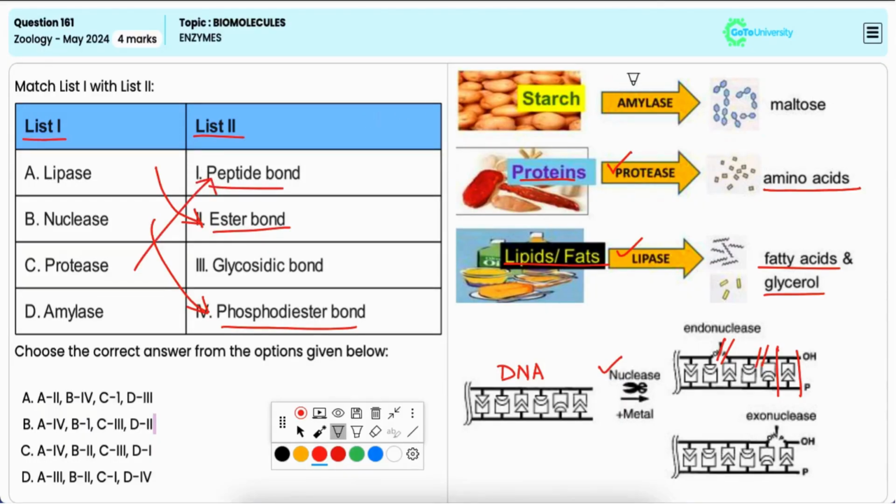And amylase works on carbohydrates, specifically breaking the glycosidic bonds in polysaccharides like starch. It breaks down starch into maltose, which is a disaccharide, and it is further broken down by the enzyme maltase into glucose molecules for easier absorption and energy production. Thus, D matches with 3. Hence, the correct answer is option A.